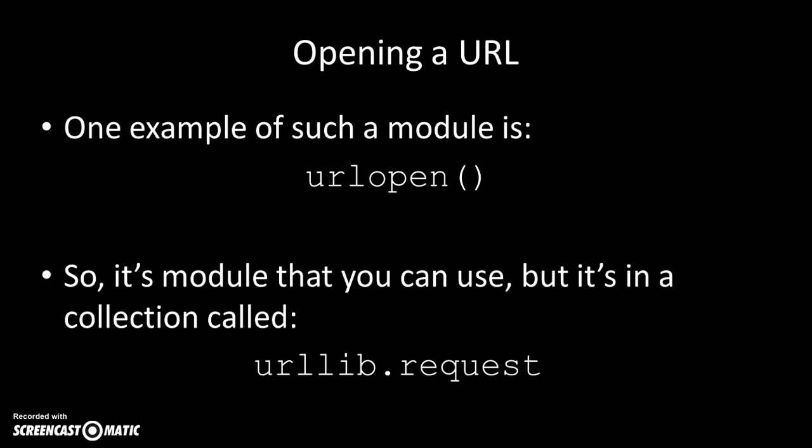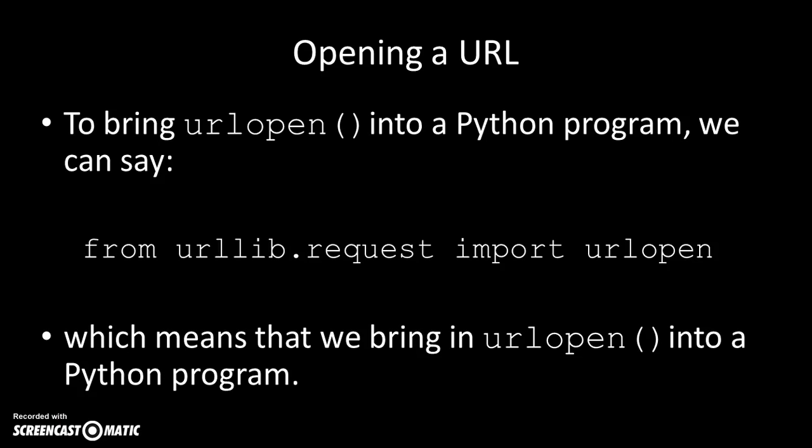So there is a library function, a module called urlopen(). It's kind of like print, but with print we don't need to specify this, but when we're using urlopen, we need to specify that we're getting it from a collection in the library called urllib.request. So if at the very start of our Python program we say from urllib.request import urlopen, then when we run our program, we understand that urlopen is available in the Python program.